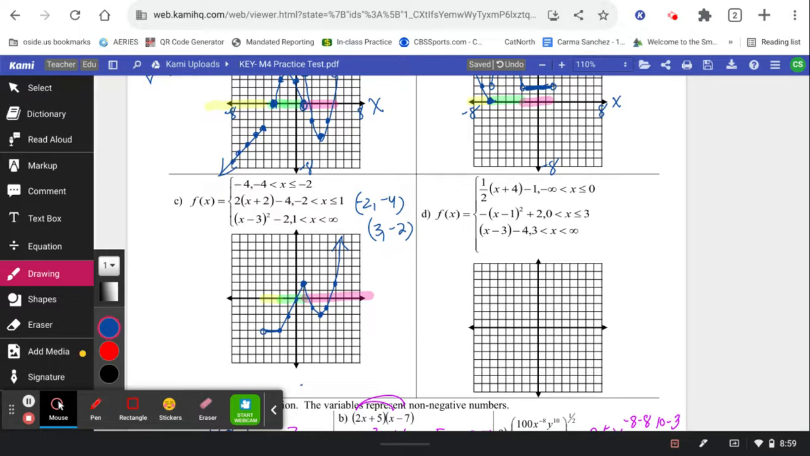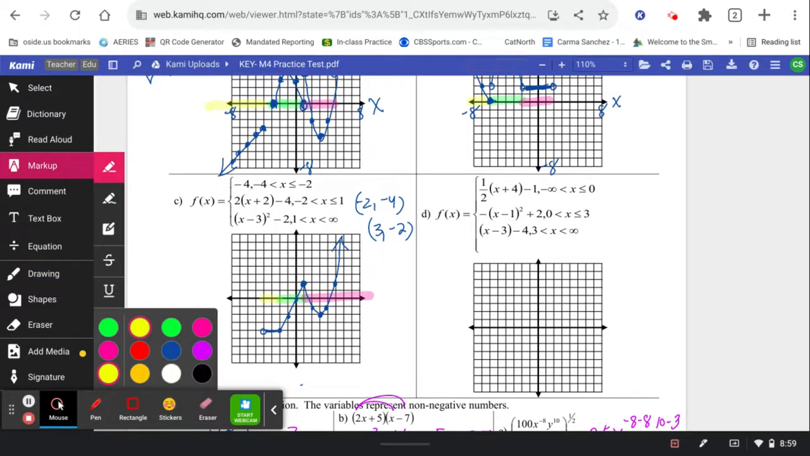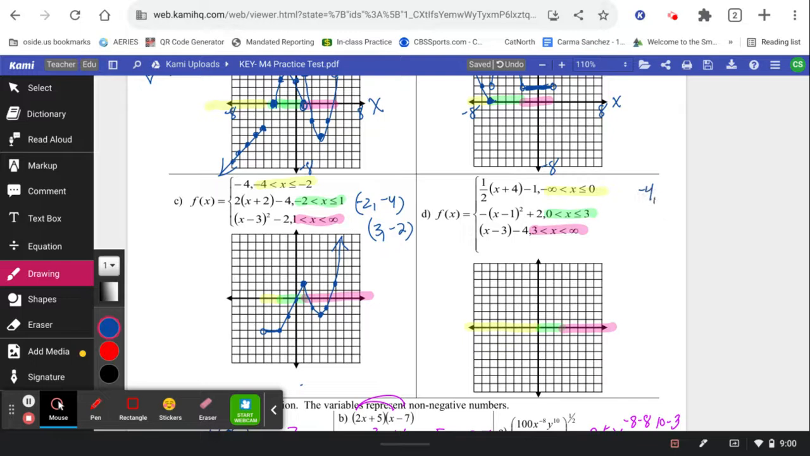Okay, last, there's a linear piece that goes from -infinity to 0, and then from 0 to 3, and then from 3 to infinity. All right, so let's go back to a dot at -4, -1. Slope of up 1 over 2, up 1 over 2, and it's a closed dot at the end of the domain. And it goes to -infinity, so we got to get an arrow going there.